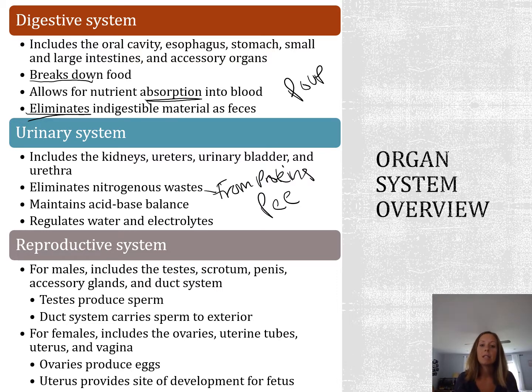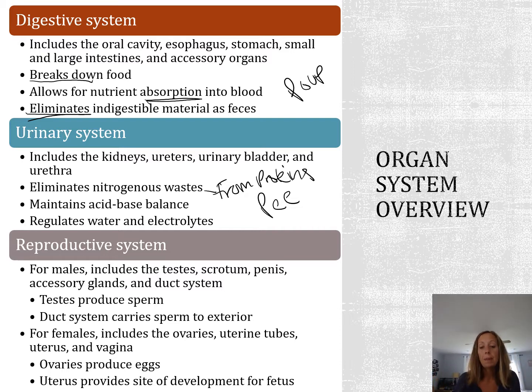In males, it's going to include testes, scrotum, penis, accessory glands, and the duct system. So vas deferens and stuff like that. Testes produce sperm. The duct systems carry the sperm through the penis and out of the body.